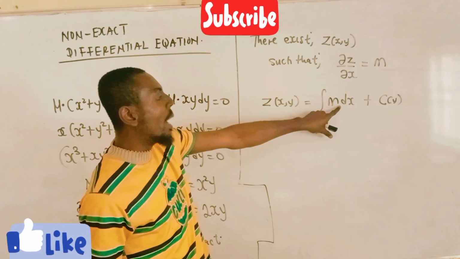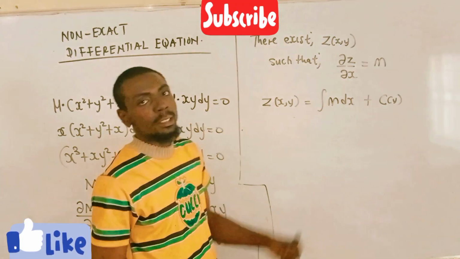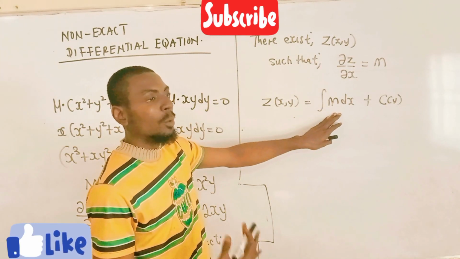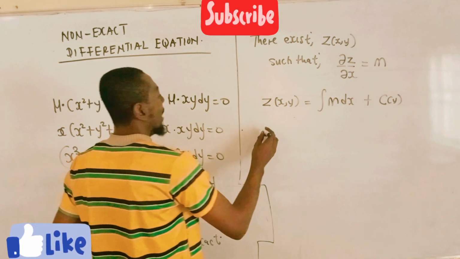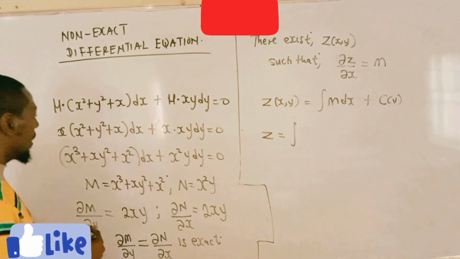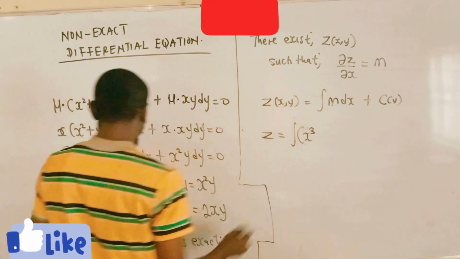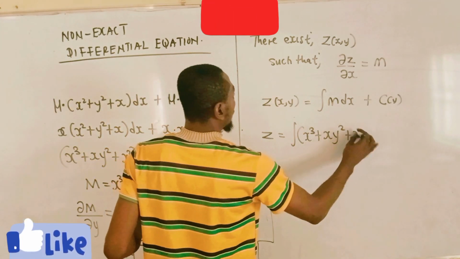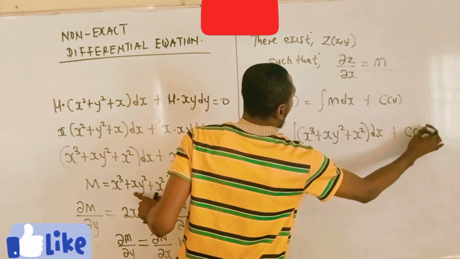Because we keep y constant while integrating, the constant here should be a function of y, since the integration is with respect to x and y is considered constant. So we have z is equal to the integral of M. Of course, what is our M? M here is equal to x cubed plus xy squared plus x squared, with respect to x, plus c of y.